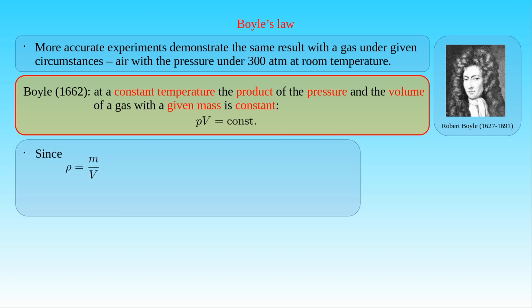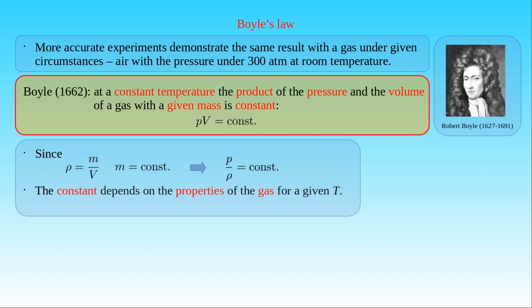Since the density is equal to the ratio of the mass to the volume, and the mass is constant, the volume of a gas can be expressed in terms of its density. Therefore, the gas law also states that the ratio of the pressure of a gas to its density is constant. The constant in the right-hand side of the gas law depends on the properties of the gas for a given temperature. We also note that Boyle's law is valid for a hypothetically perfect gas without any restriction.